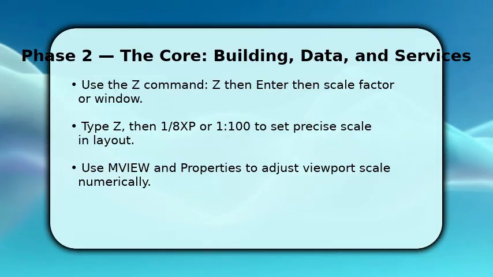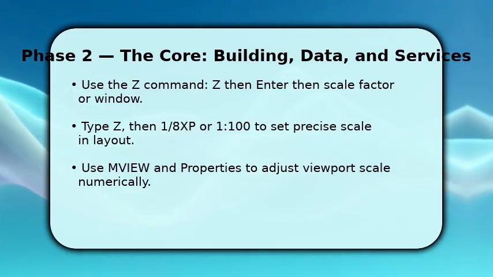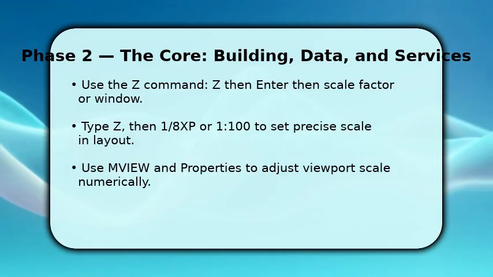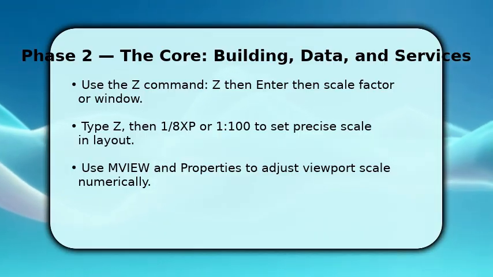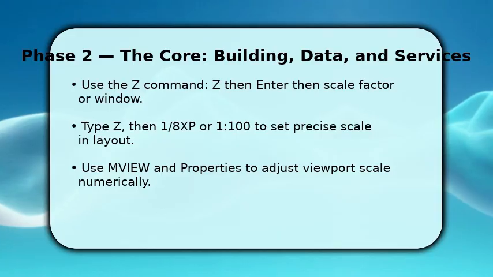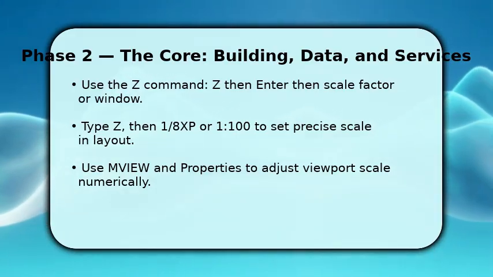Type Z for zoom, then W for window to define a specific area, or enter a numerical option like 1/8xp to apply a layout scale. This matches paper units. You can also open properties while the viewport is active and set the standard scale field. This avoids overzooming. If you need to center a detail, pan with the wheel and then reapply the scale so the printed output remains accurate.